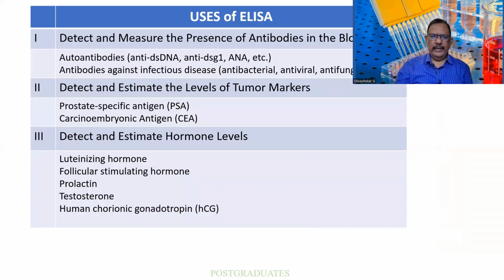What are the uses of ELISA? To detect and measure the presence of antibodies in the blood. There can be autoantibodies, anti-DNA, or anti-DSG1, anti-nuclear antibody, etc. Antibodies against infectious diseases, antibacterial, viral, fungal, etc. Detect and estimate the levels of the tumor markers. I had mentioned two, prostate-specific antigen and carcinoembryonic antigen. Various hormone levels can be detected or even measured. Luteinizing hormone, follicle-stimulating hormone, prolactin, testosterone, HCG, etc.